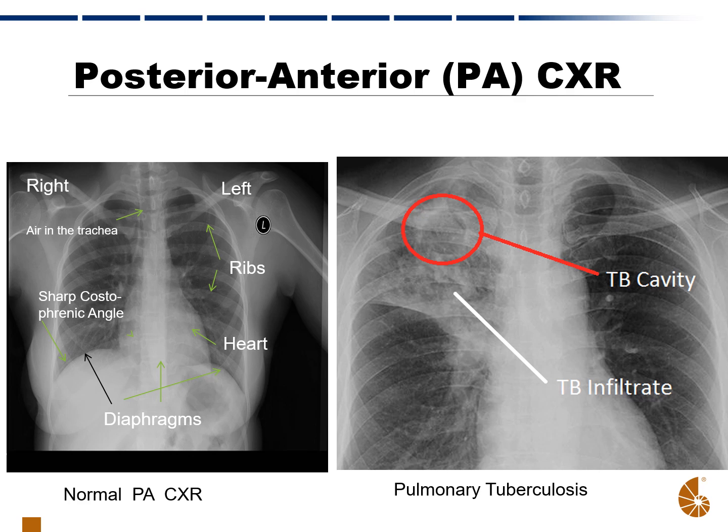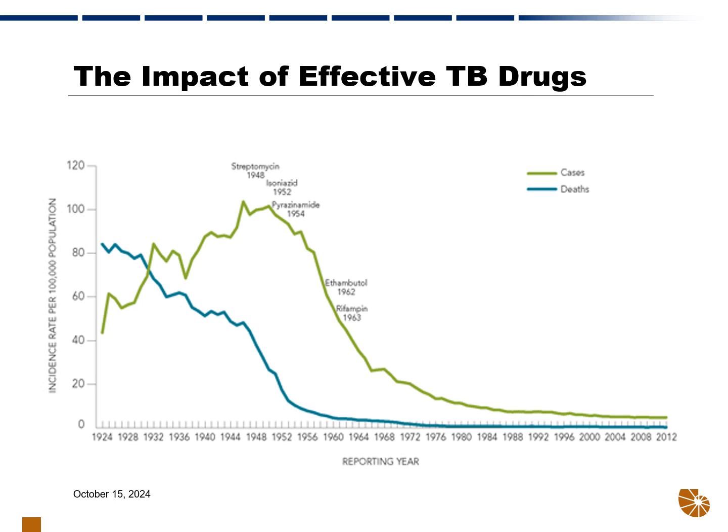And to the right is a chest x-ray which shows that TB cavity again and the pulmonary infiltrate in the right upper lobe. So you can see that shows, in this case, active pulmonary tuberculosis disease. Now you can see the amazing effects that TB drugs have had.